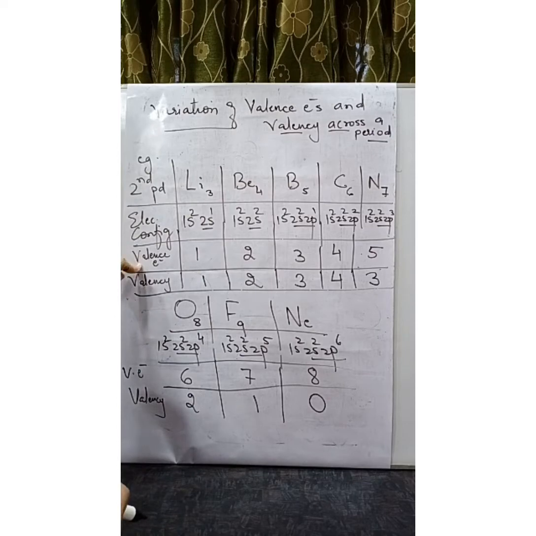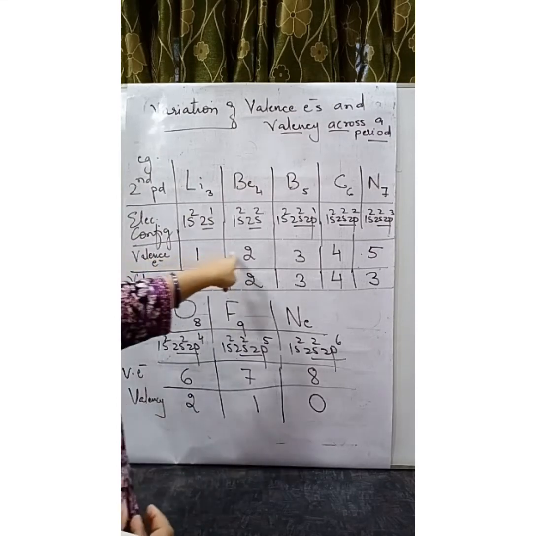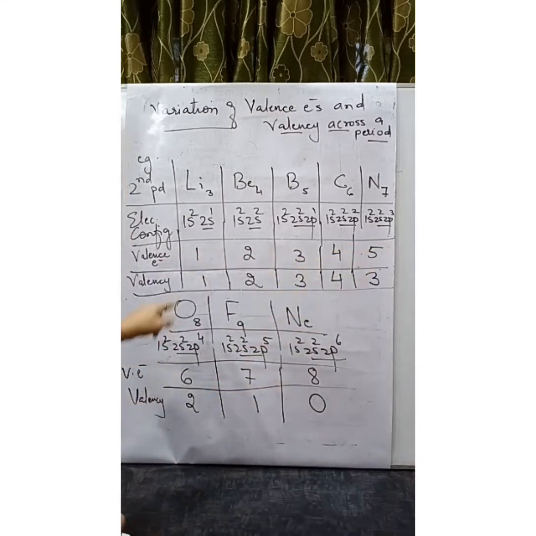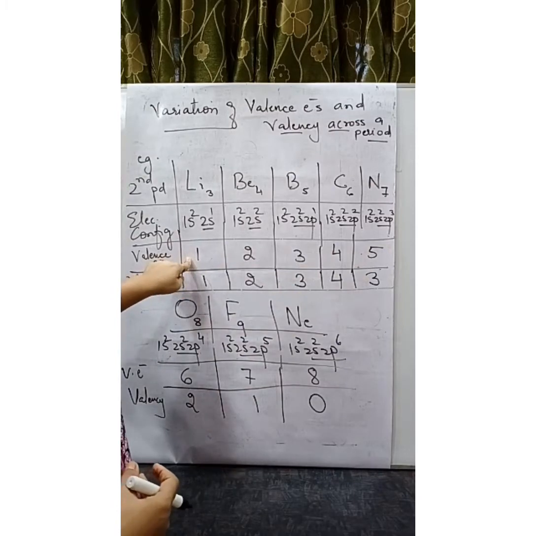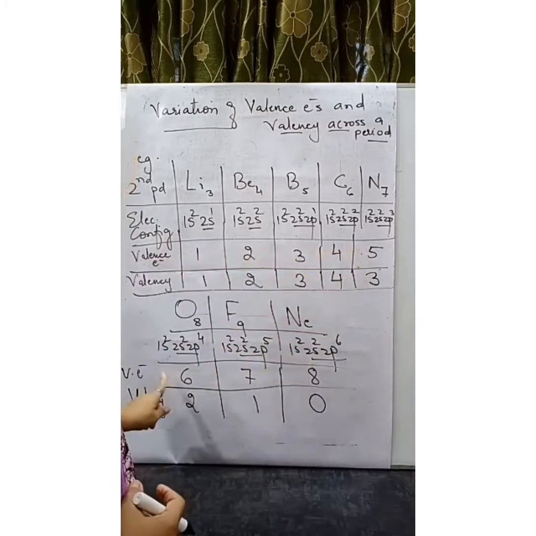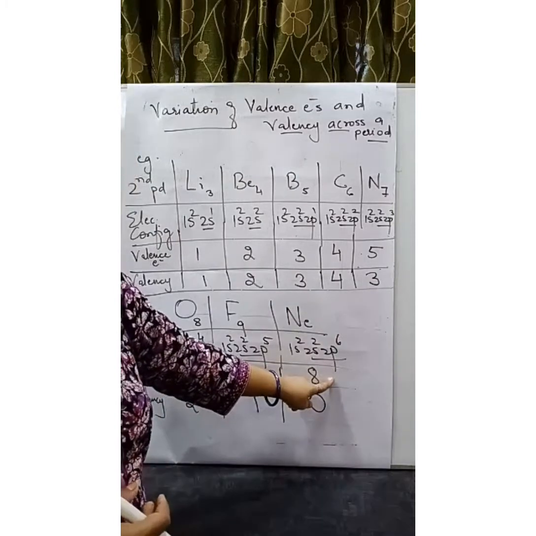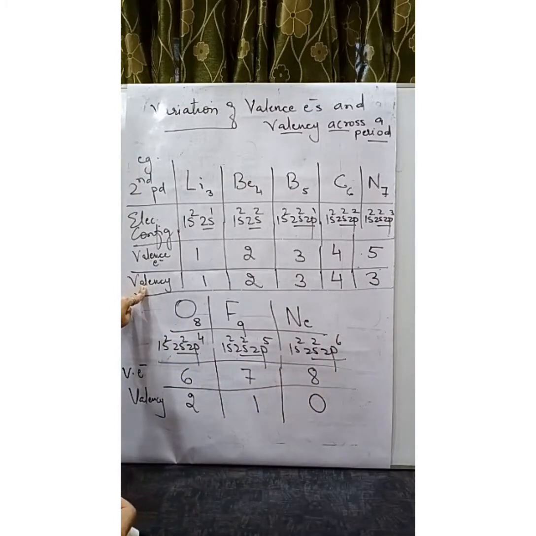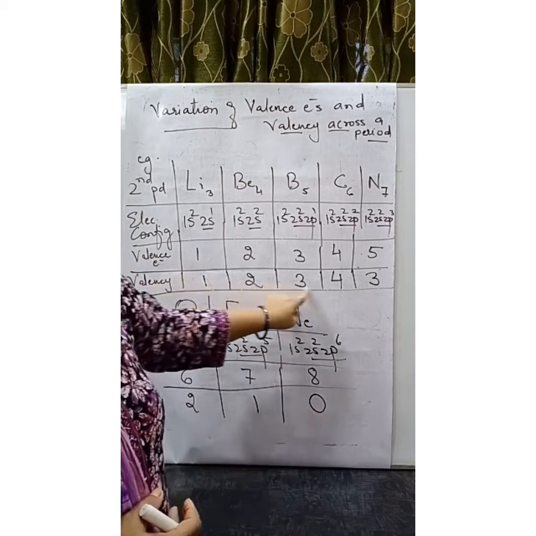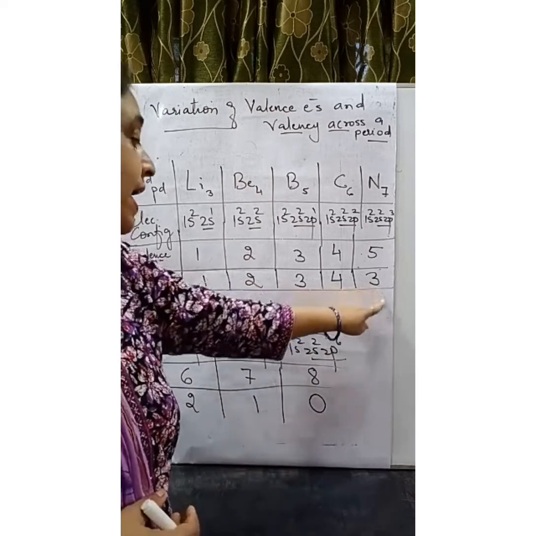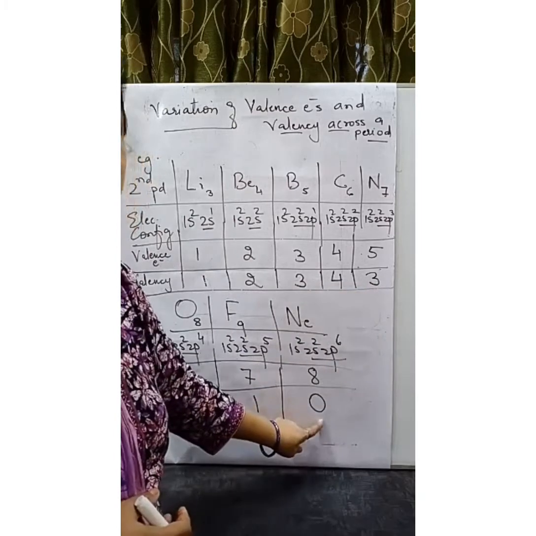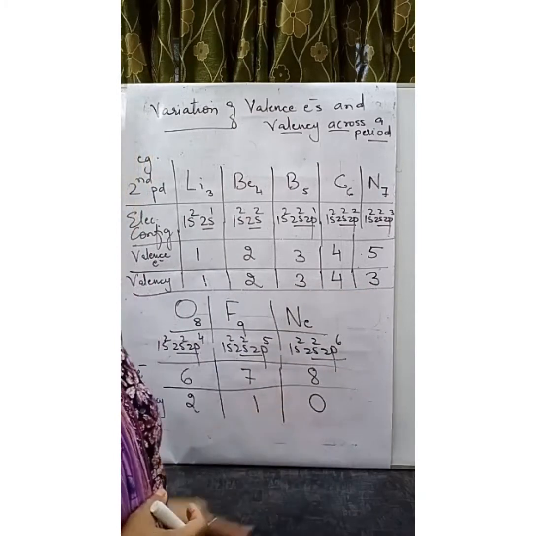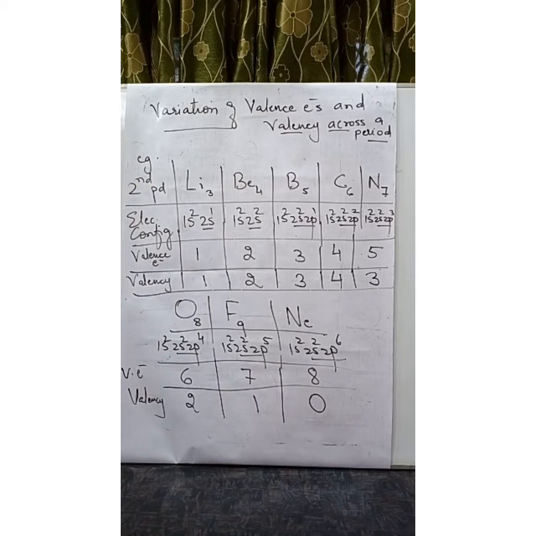Now, what is the periodic trend of valence electrons and valency across a period? For valence electrons, as we move from left to right in a period, the valence electrons increase from 1 to 8. And valency across a period first increases from 1 to 4 and then decreases to 0. So this is the periodic trend across a period for valence electrons and valency.